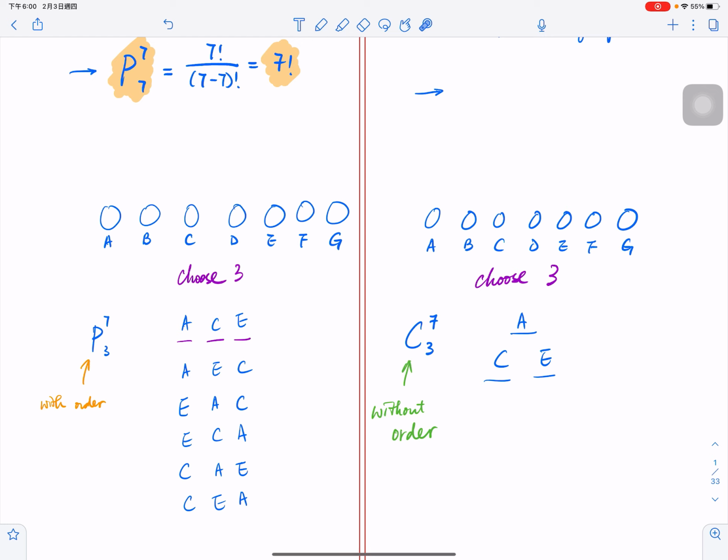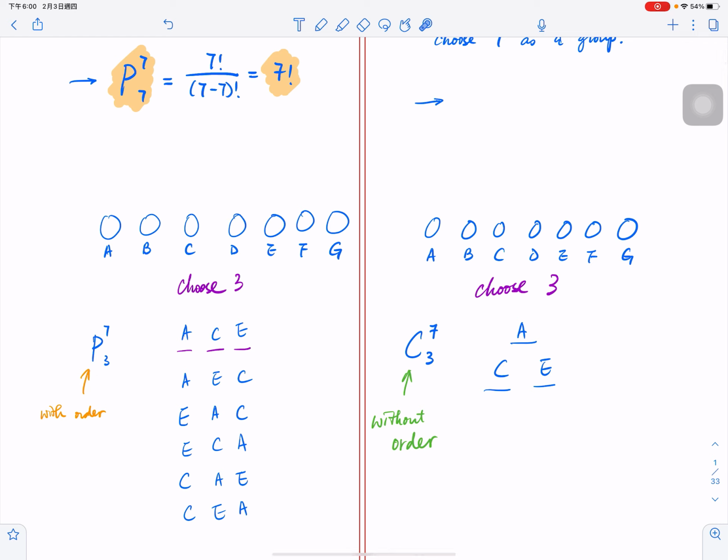That means if we choose A, C, E, then we still have different orders. So according to this, 7 items and then choose 3, this one is 7P3. This one is only ACE, maybe ABG, ABF, so plenty of number of ways. So this one is permutation. Remember, permutation is with order.